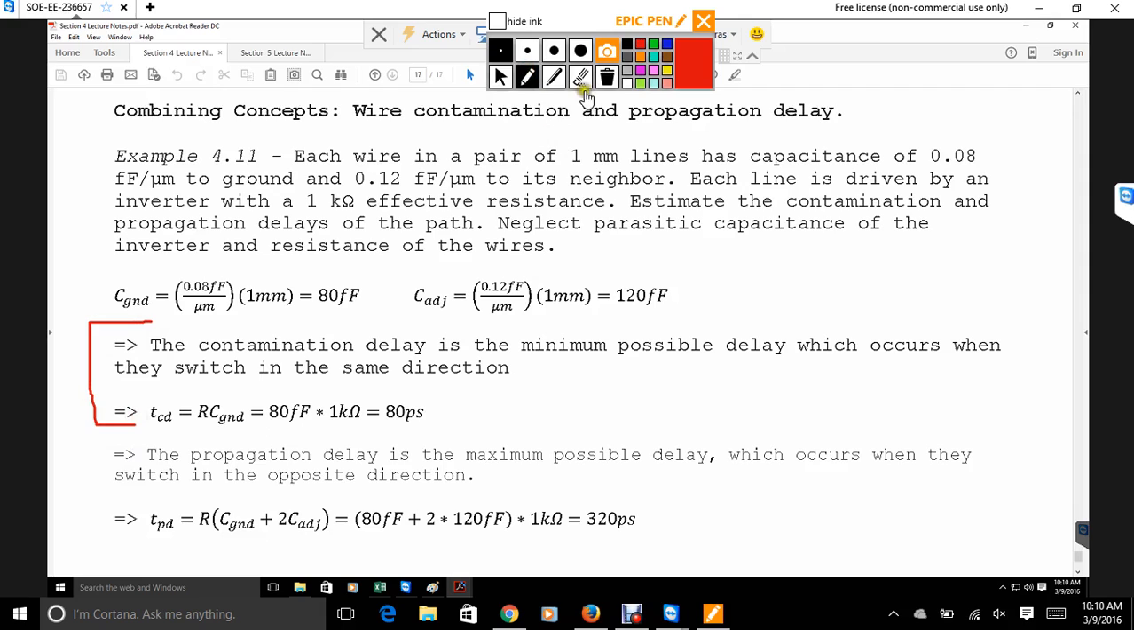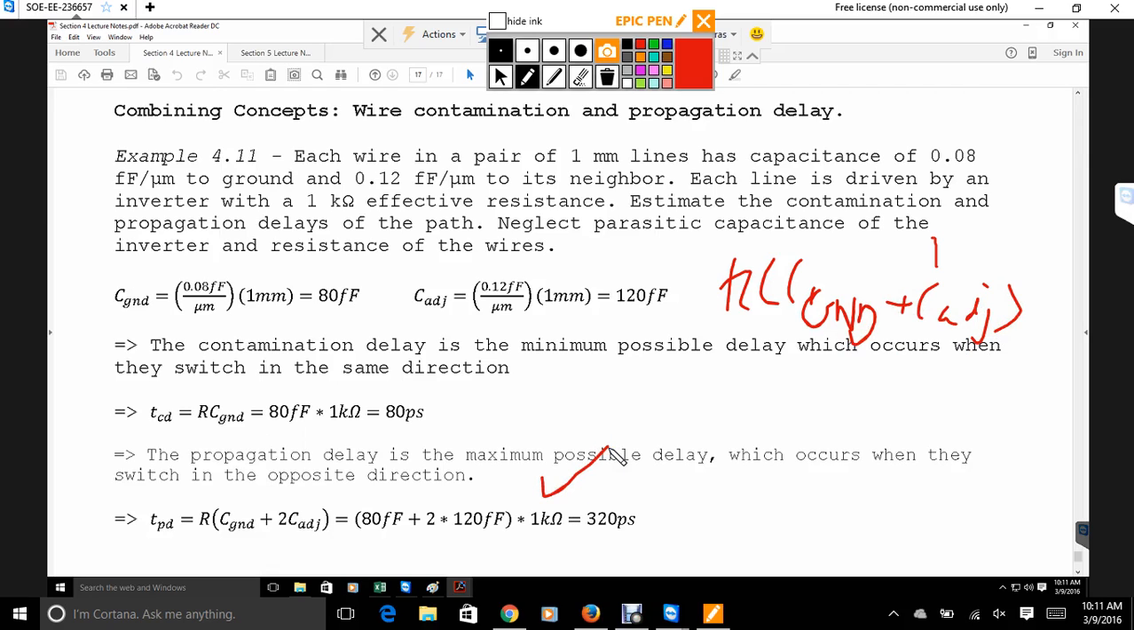If we tie this back into our table, remember the Miller coupling factor of 1 is when it's constant, so there's no switching at all, right? I'm sorry. Then we have a switching where it's in the same direction. If it was in the same direction, it would be R times C ground plus C adjacent, right? Which would be 80 plus 120, so that would become 200 femtofarads times 1 kilo ohm, which would be 200 picoseconds, right?